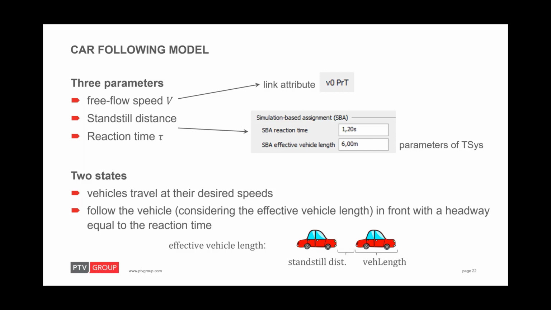When vehicles are traveling in their free driving state, they try to achieve the free flow speed, and then in the following mode, the following distance is based on this simplified car following model, which depends on the reaction time and standstill distance specified in the simulation-based assignment parameters. This is applied to each transport system, so you can have this model separately for trucks, cars, and such.